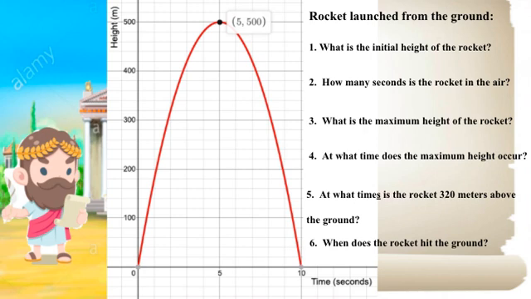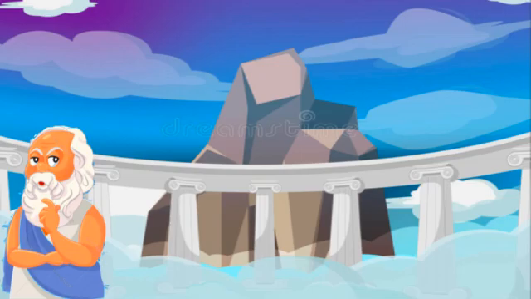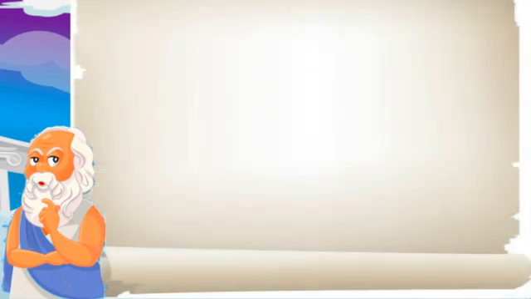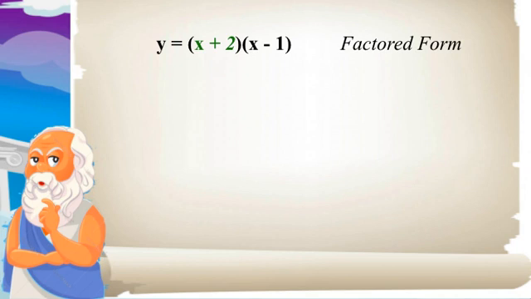Hello again, my friend. My name is Socrates. I'd like to help you master changing quadratics from factored form to standard form, and from standard form to factored form. Let's begin with this quadratic equation, which is in factored form. Remember that in this form, you can easily find the x-intercepts by setting y equal to 0.